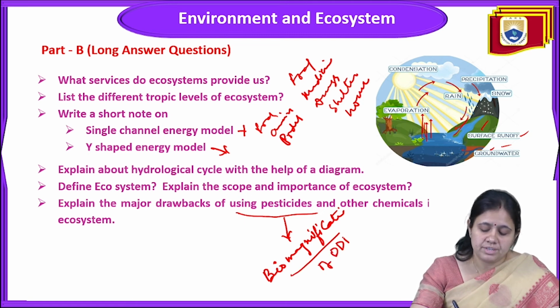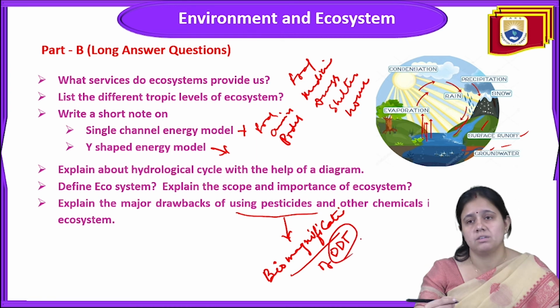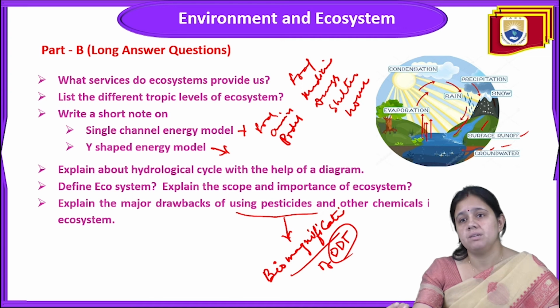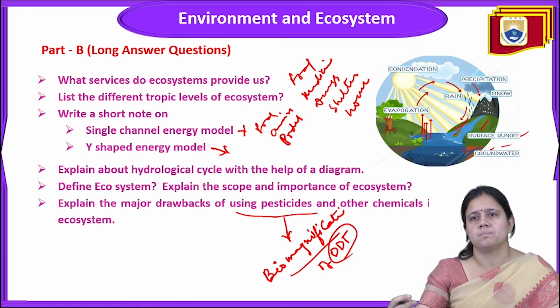The use of DDT should be banned because it will be biomagnified inside a food chain. It is a very major drawback of using pesticides in a pond ecosystem.